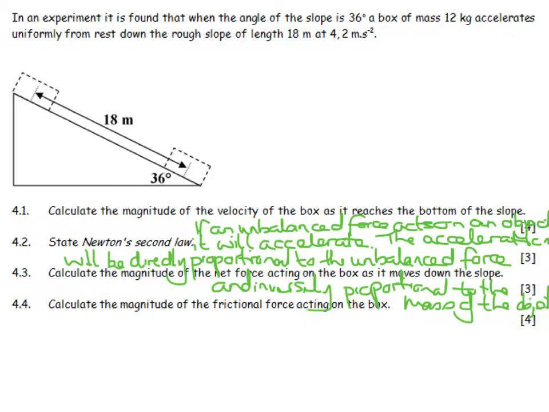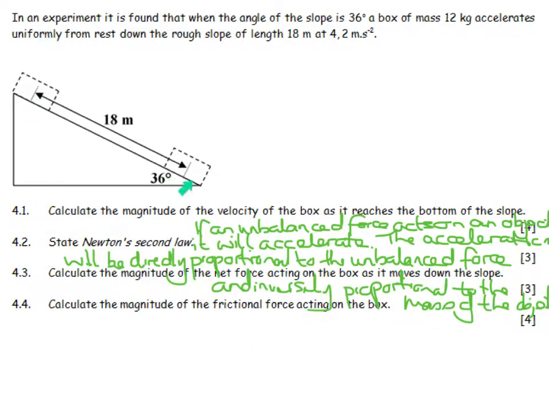We find that the angle is 36 degrees over here of a box, and it accelerates from rest down a rough slope of a certain length. Because it's a rough slope, I cannot just take the potential energy and work out the kinetic energy at the bottom. Because if there was a frictionless slope, going down there would be exactly the same as falling down there.